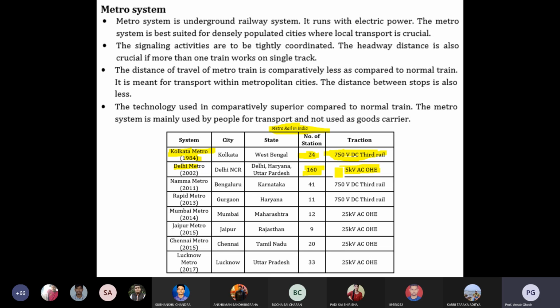The contact wire is directly connected through the dropper to that catenary. In the traction substation, you can observe a special type of transformer, known as the Scott connection. A transformer having a Scott connection is a 3-phase to 2-phase configuration.